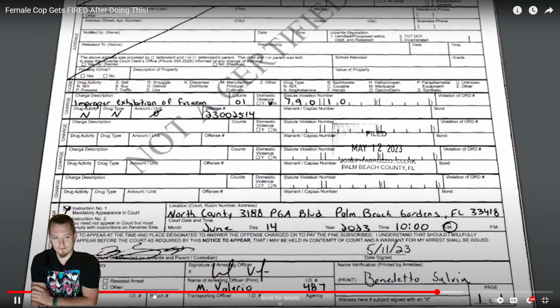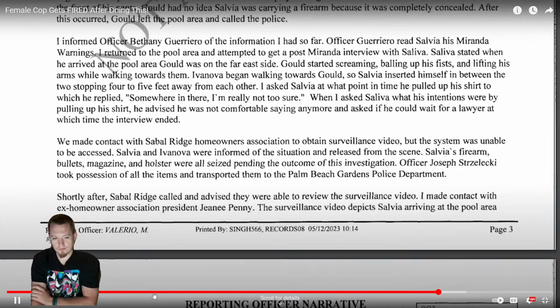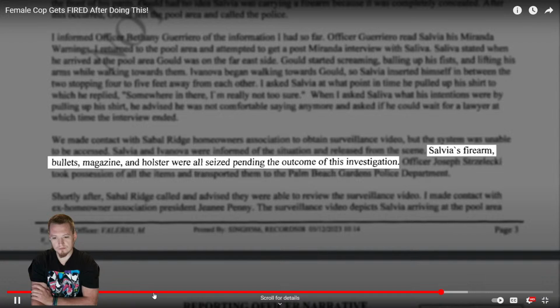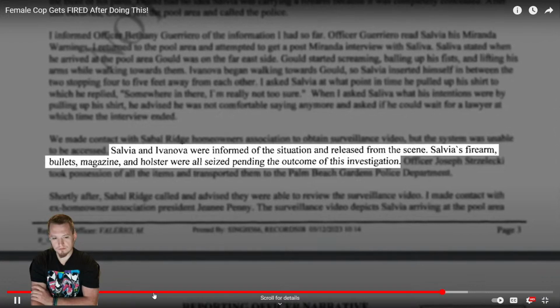According to a probable cause affidavit written by Officer Michael Valerio, because the officers could not immediately access the surveillance footage, they seized Mr. Salvia's firearm, bullets, magazine, and holster pending the outcome of this investigation, and then released Mr. Salvia and Ms. Ivanova.